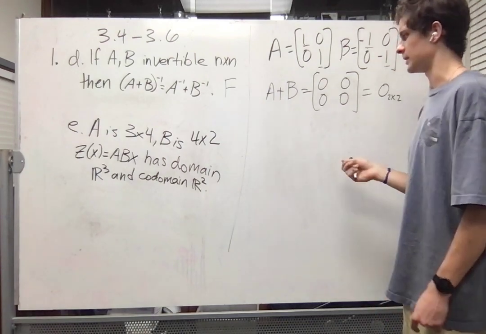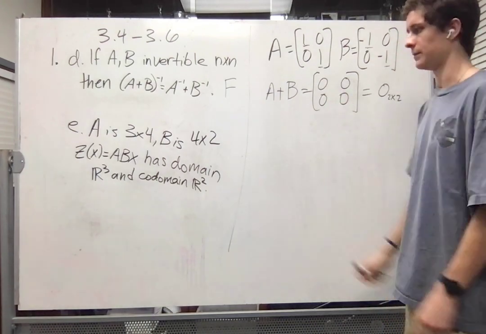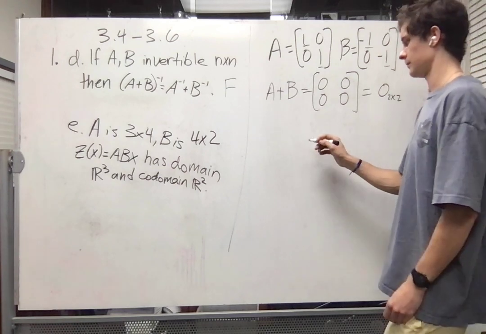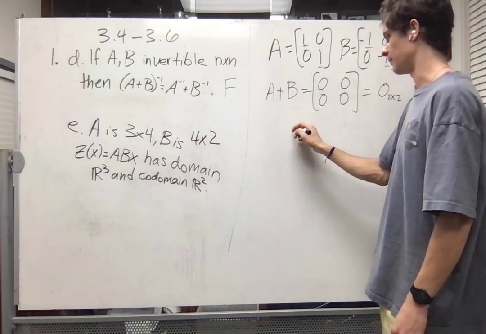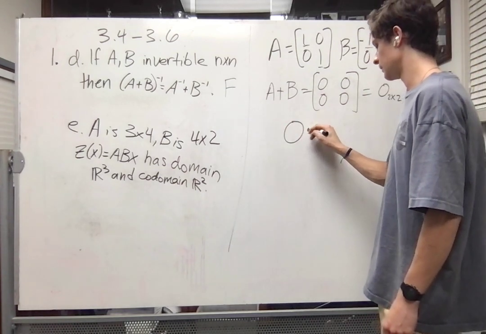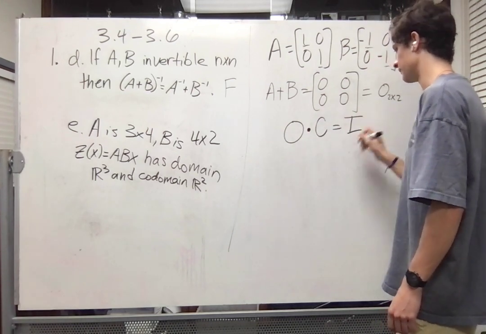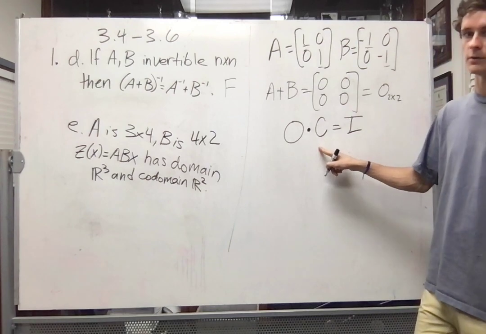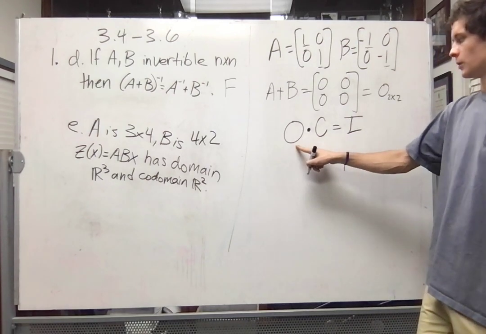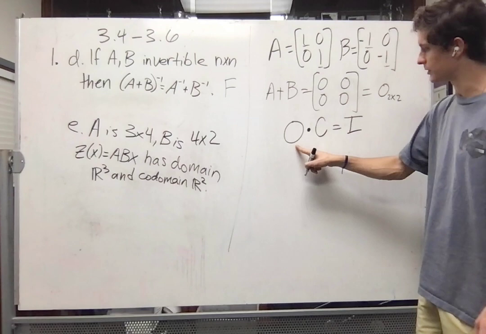But also using the textbook definition of invertibility, if the zero matrix were invertible, we would want 0 times C to be equal to I for some C. C would be the inverse of 0. So we're going to assume that it is invertible and show the contradiction.